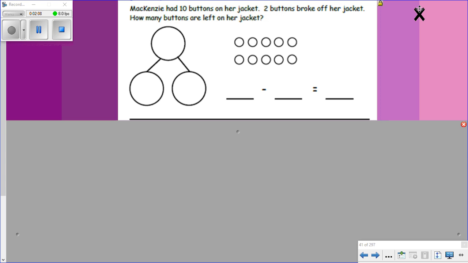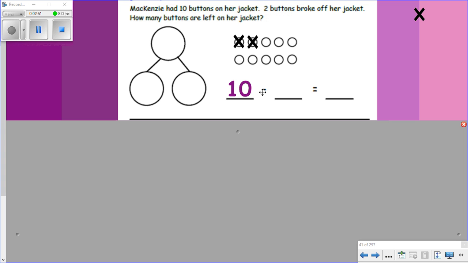Okay, so we need to X out those. 1 and 2. 2 buttons broke off her jacket, so how many are left? 1, 2, 3, 4, 5, 6, 7, 8. 8. But I don't want to hurry up and write the number 8 in the very first spot or anything. I need to think about how to set up this equation. I see the minus sign, so that means my starting number needs to be the whole amount first. The whole amount, all of the buttons. Remember how many? 10. 10 buttons.